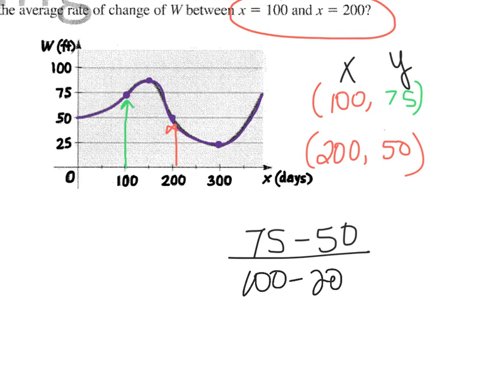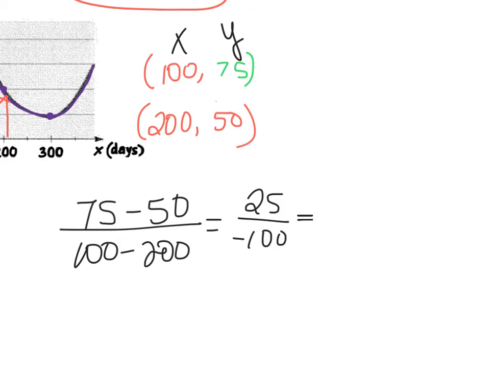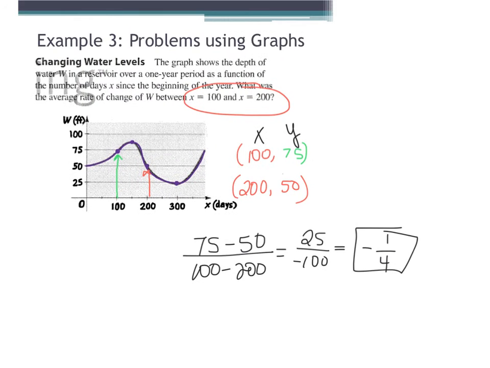100 minus 200. So what's 75 minus 50? 25 over what? Negative 100. Okay. Can we simplify that? It's negative what? 1 over 4. Good. Very good. You have to simplify.